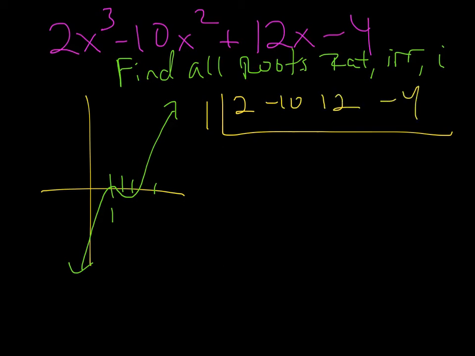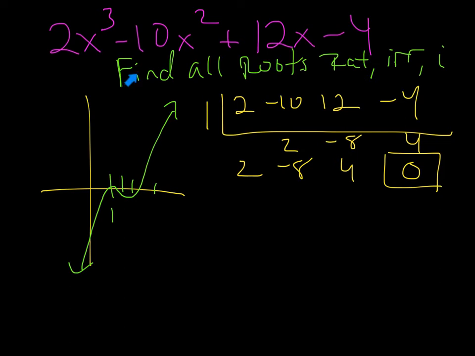Notice I'm not missing any, so I'm going to do my synthetic division, bring down the 2, multiply, I get 2, I get negative 8, I get positive 4, and voila, I do get 0. So remember, if you end up with 0 as a remainder, that means positive 1 is a root. So that is one of my roots.